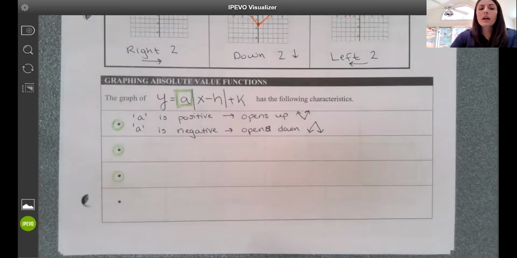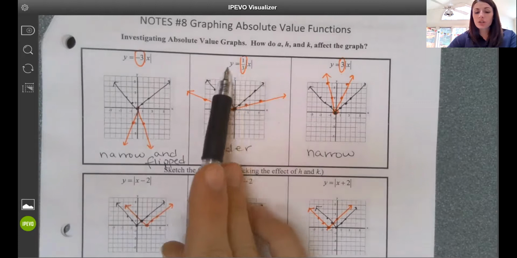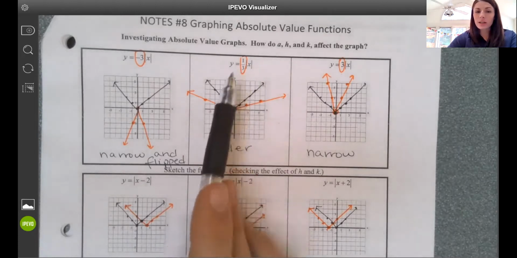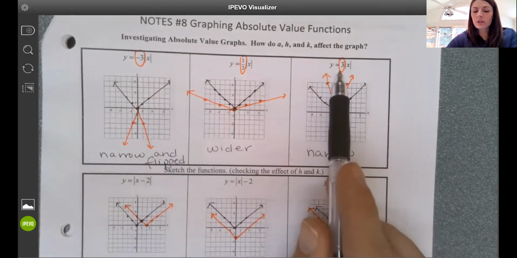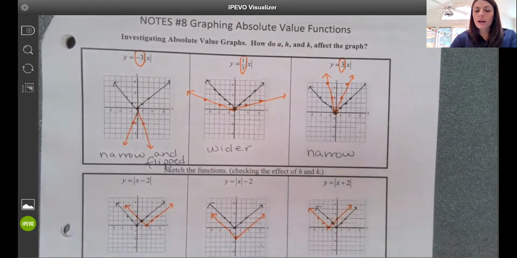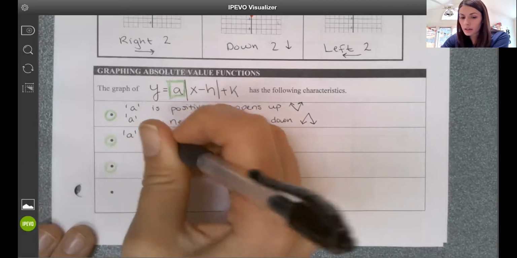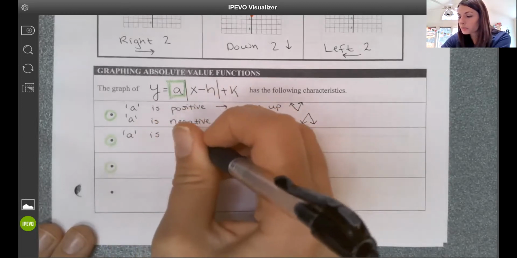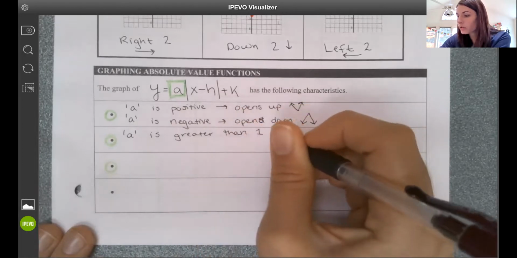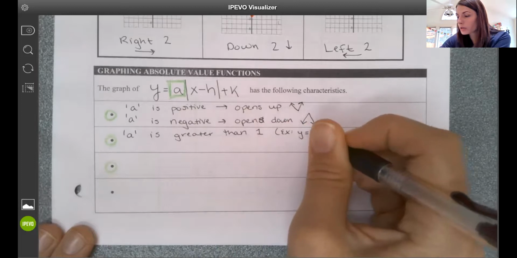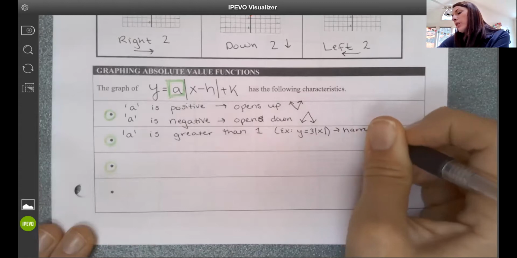Okay. The other thing that we saw a doing, if we go back up to our investigation, is if a was a fraction that was less than 1, it gave me a wider graph. And if a was a number greater than 1, then it became a much more narrow graph. Okay. So if a is greater than 1, so for example, our graph up above, y equals 3 absolute value of x, then the graph becomes more narrow.